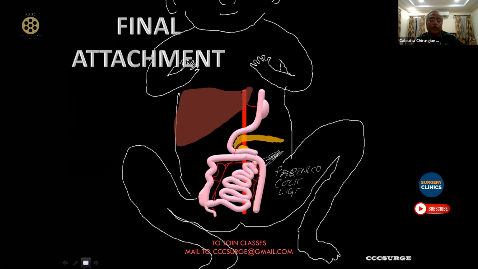So what is the other point of fixation? Let's put in the other structure. That is now the other point of fixation. So that is basically the ligament that goes from the liver to the duodenum. It's called the hepatoduodenal ligament. Okay, so you have the phrenicocolic ligament out here, the hepatoduodenal ligament out here.